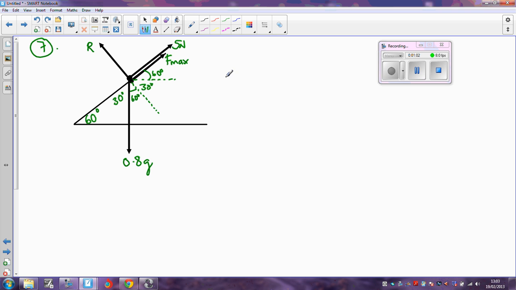Well, first of all, I know that the forces acting away from the slope, and that's going to be R in this case, must equal the forces which are acting towards the slope, and that's the component of the weight acting in this direction. So that's just 0.8g cos 60 degrees. Cos 60 degrees is actually just a half, so R is going to be 0.8 times g times a half, and half of 0.8 is 0.4, so R is just 0.4g.